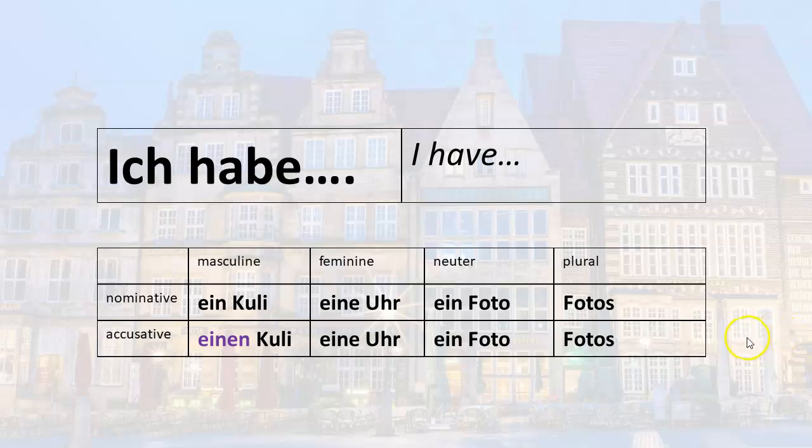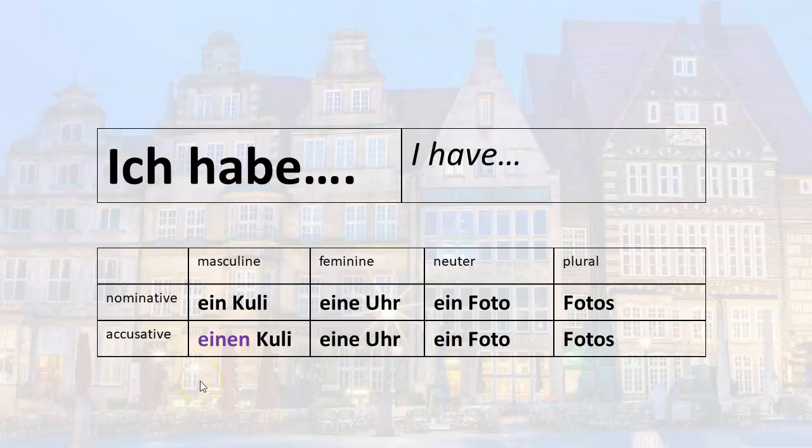Now we can practice. If I want to say I have a pen in German, I would say ich habe einen Kuli. Einen. Ich habe einen Kuli. I have a watch or a clock. Ich habe eine Uhr. I have a photo. Ich habe ein Foto. And simply photos. I have photos. Ich habe Fotos.